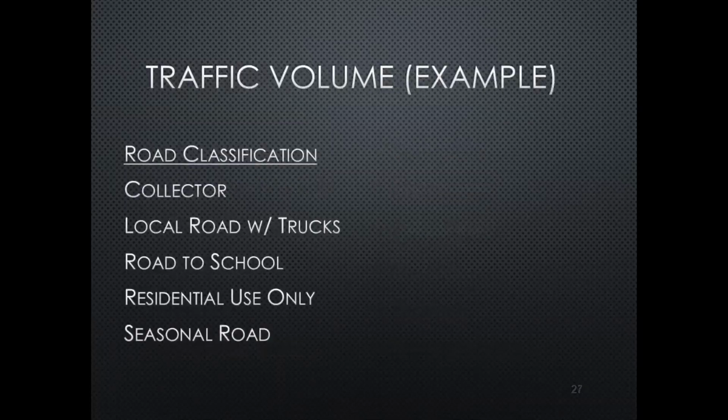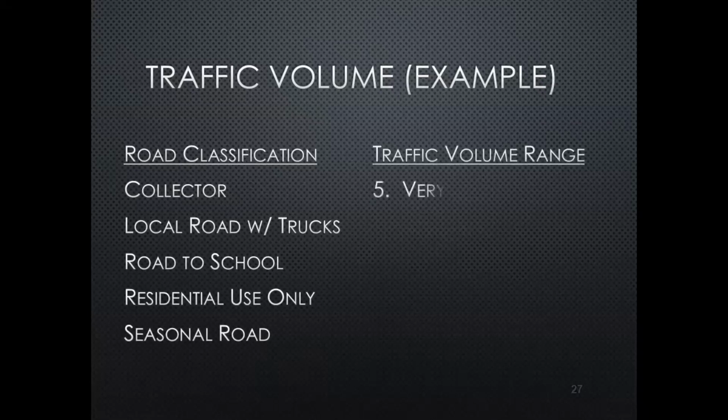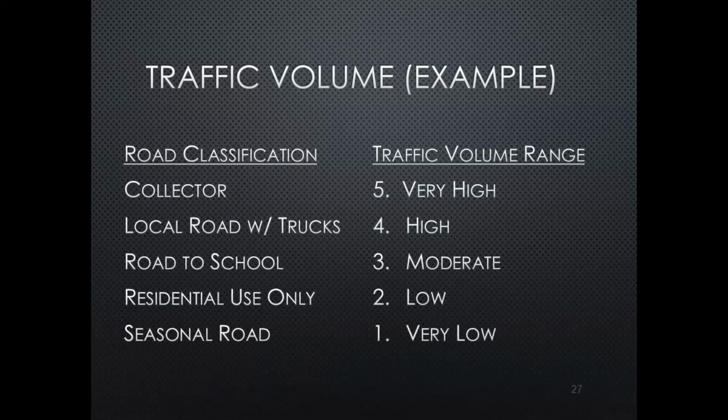The traffic itself, again, using road classifications. You can see that we have the collector, local road with trucks, road to school. These are all different levels of traffic volumes typically. The collector road typically has very high volumes. Again, it's collecting from all those minor roads. Local roads with trucks, because of the weight of the trucks, that's going to kick it up a little higher. The road to school is going to be a moderate level road. Then you've got your lower ones, the residential and the seasonal roads.